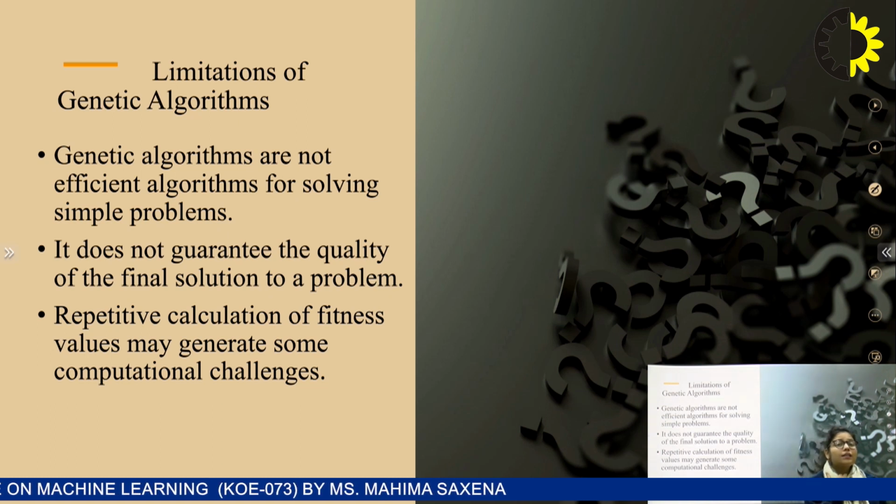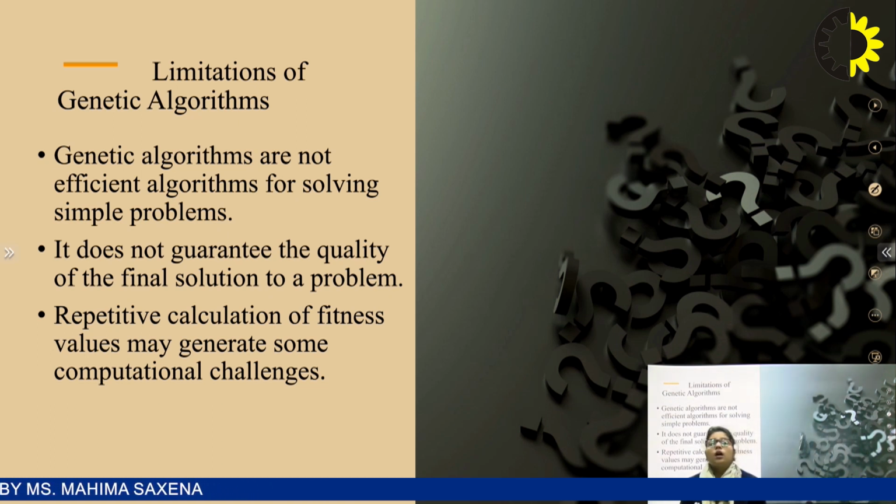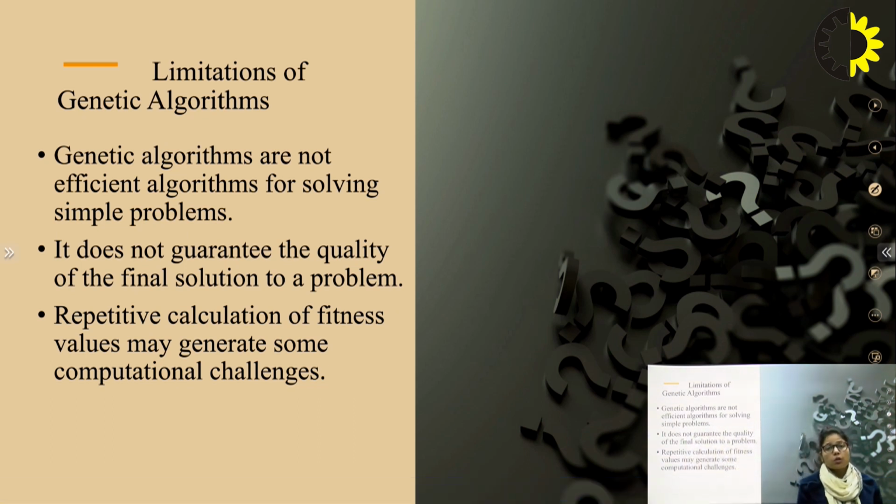Calculating fitness is a time consuming process, and we need to calculate it repeatedly. Because of that repetitive nature, it is not good to apply genetic algorithms on simpler problems, because it is time consuming.